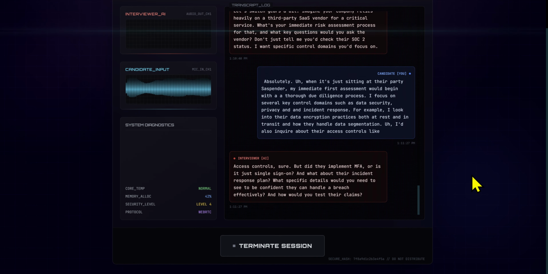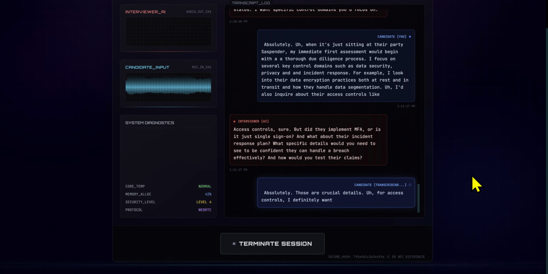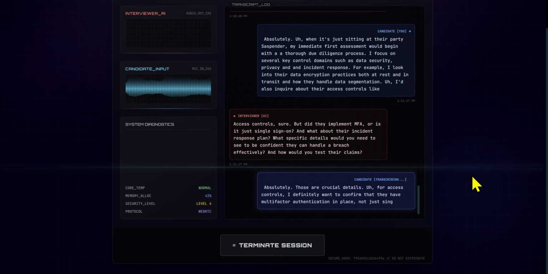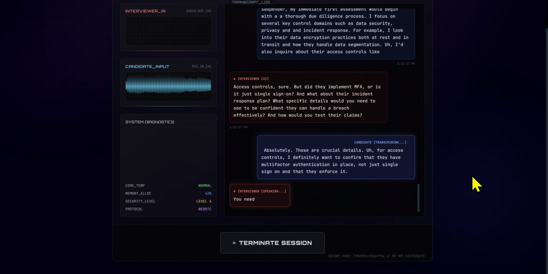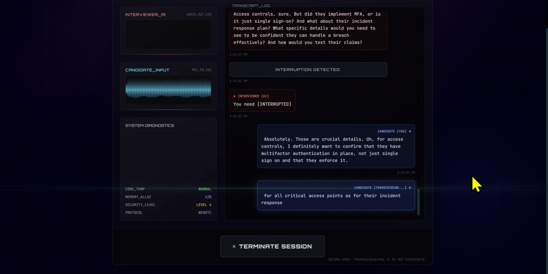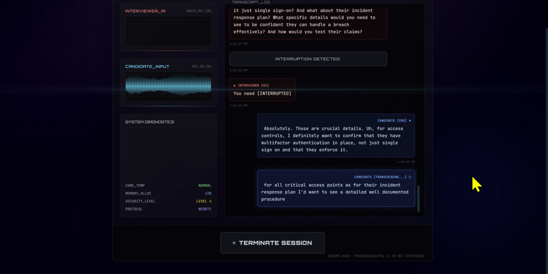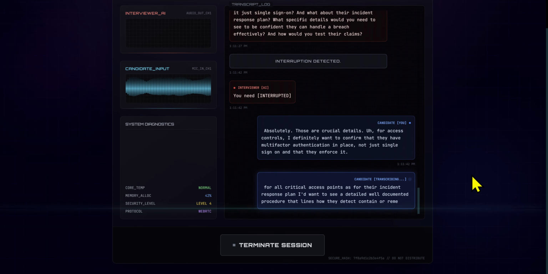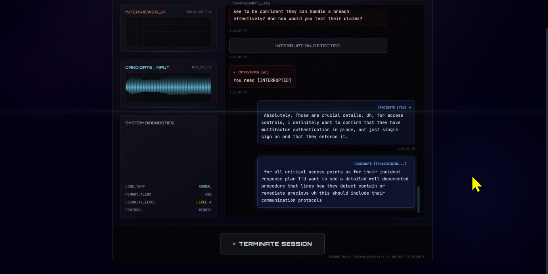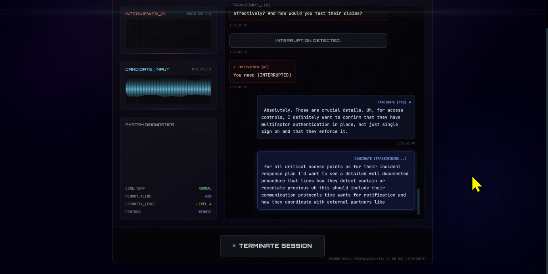Absolutely, those are crucial details. For access controls, I definitely want to confirm that they have multi-factor authentication in place, not just single sign-on, and that they enforce it for all critical access points. As for their incident response plan, I'd want to see a detailed, well-documented procedure that outlines how they detect, contain, and remediate breaches. This should include their communication protocols, timelines for notification, and how they coordinate with external partners like law enforcement or forensic teams.